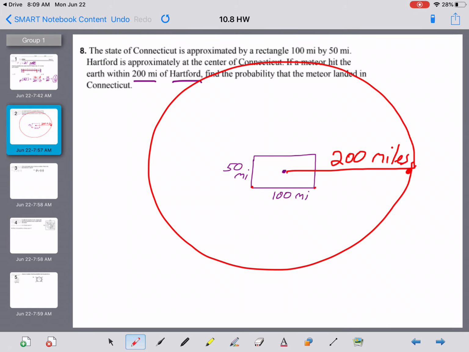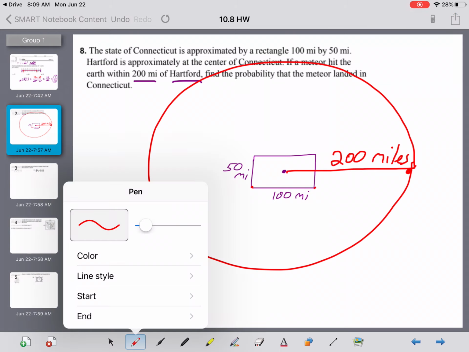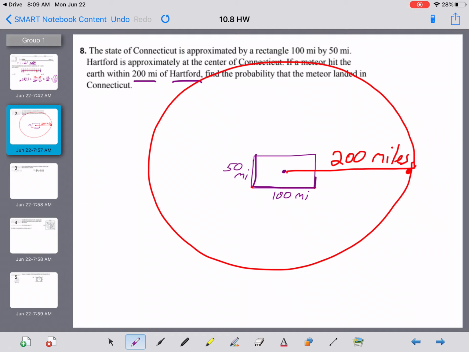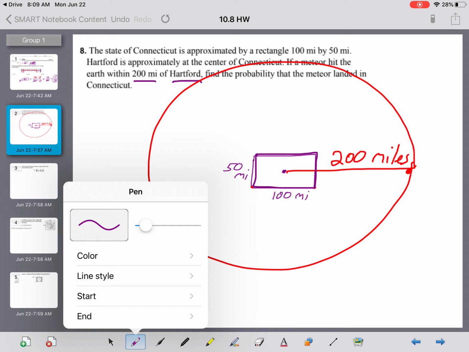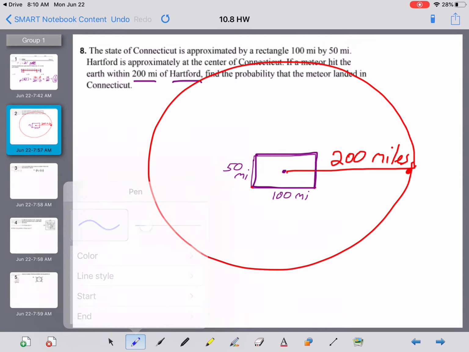Okay, so what we have here, not a very good circle, but that entire red circle represents all of the area that is within 200 miles of Hartford, Connecticut. And we want to know what's the probability that that meteor landed inside the state of Connecticut, which of course is modeled by this rectangle right over here. So in a geometric probability problem such as this, we've got to come up with a couple different areas. The first thing I want to worry about is the total area.